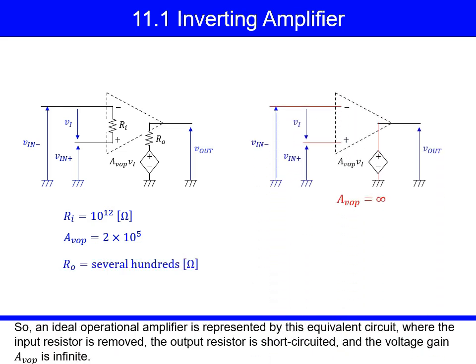So, an ideal operational amplifier is represented by this equivalent circuit, where the input resistor is removed, the output resistor is short-circuited, and the voltage gain AVOP is infinite.